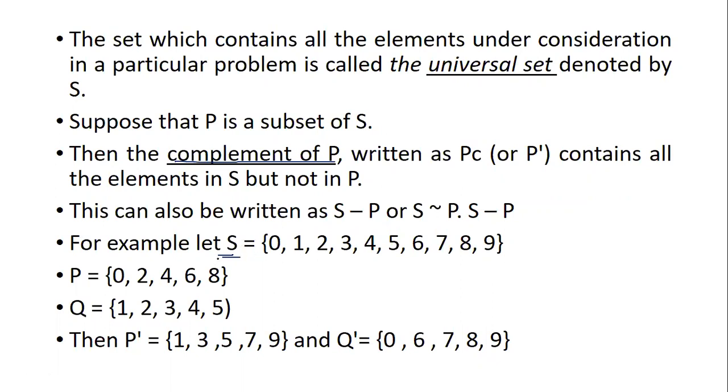So here S is a universal set. In the universal set, I have so many numbers. If you see, it starts from 0 and ends at 9. Now come to another set which is P. P is a small set which has only a few numbers from S. So if you see here, it has 0, 2, 4, 6, 8.